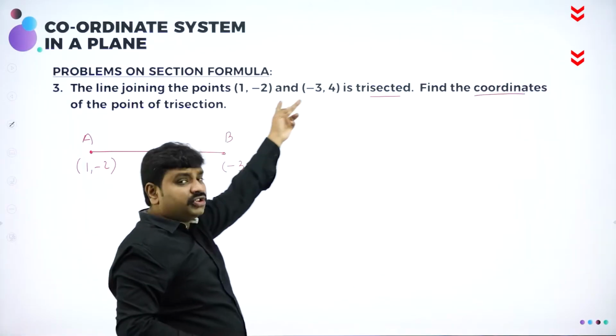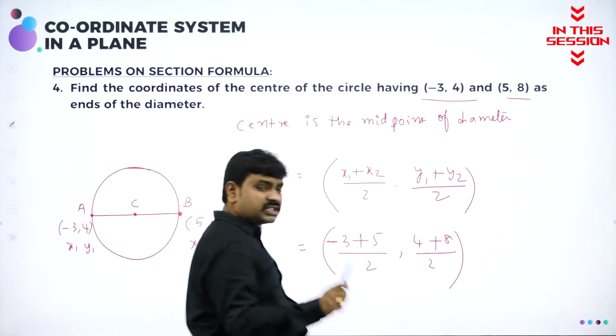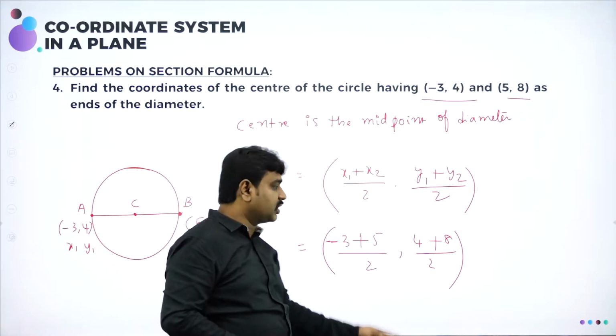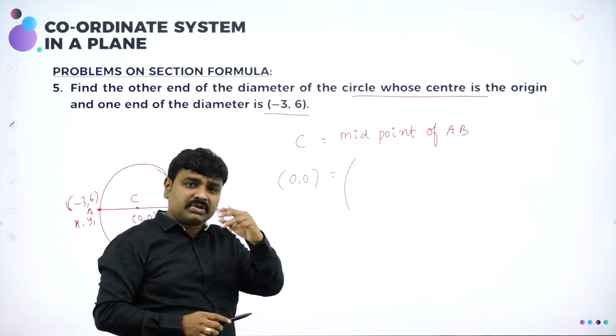The line joining these 2 points is trisected. But what is the concept? Center means what? Midpoint of the diameter. So I am using the midpoint formula. All of you know the midpoint formula: x1 plus x2 by 2, y1 plus y2 by 2.